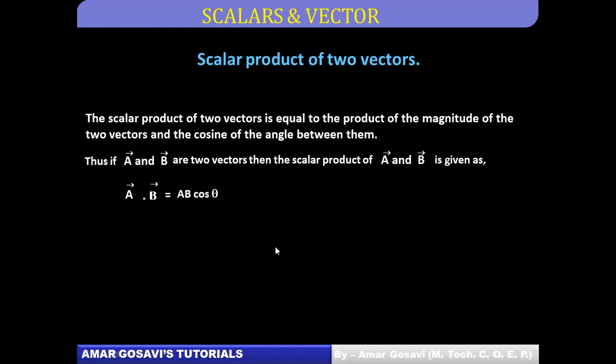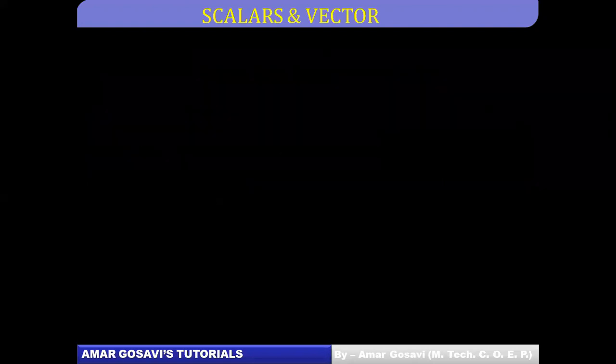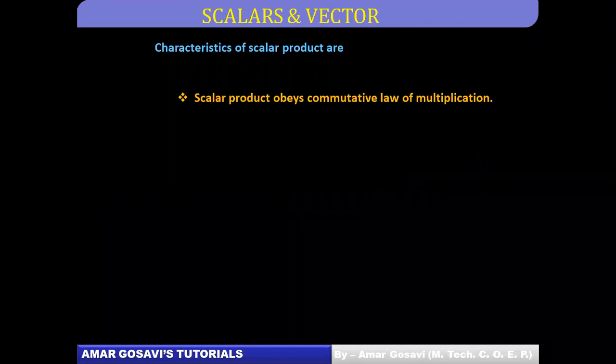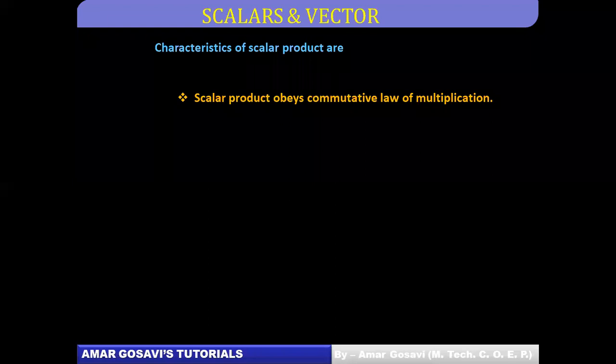So now we know the definition for scalar product, the product of the magnitude of two vectors and the cosine of the angle between them. Let's understand the characteristics of the scalar product, why it is called a scalar product. The first thing is it will obey the commutative law of multiplication. When I say commutative law of multiplication, it means that you can change the order.